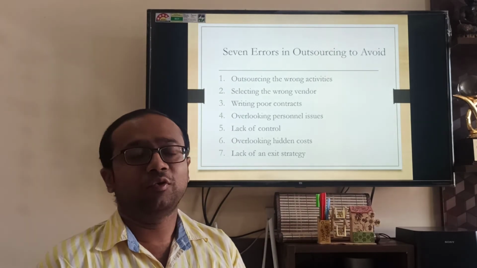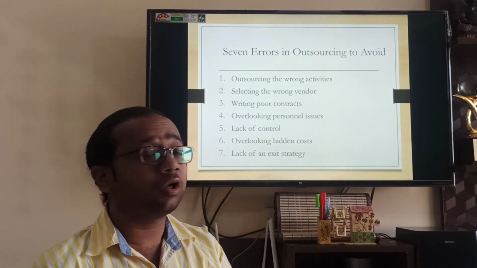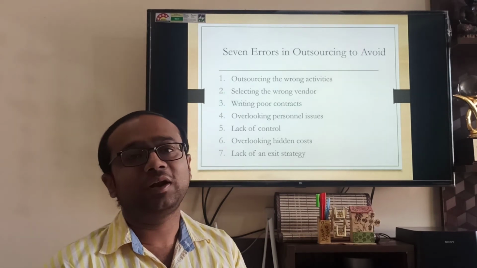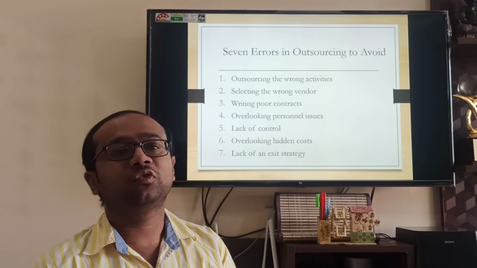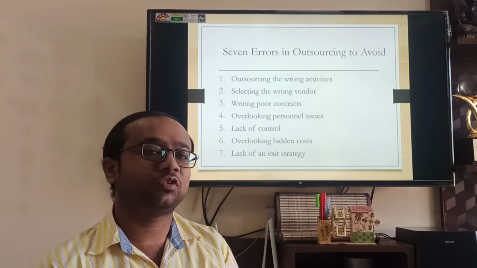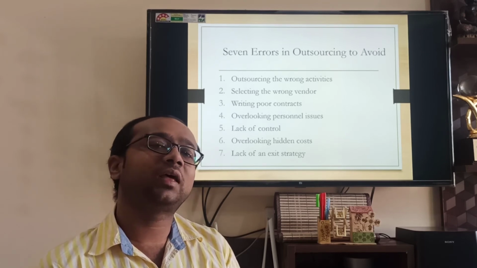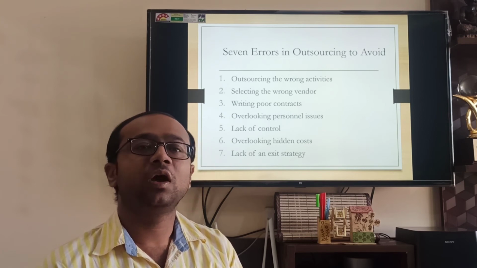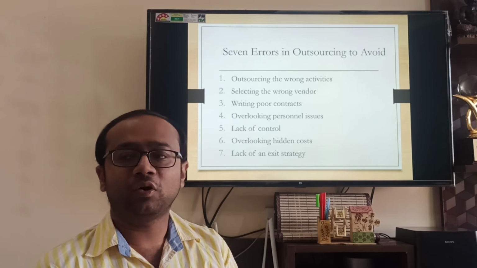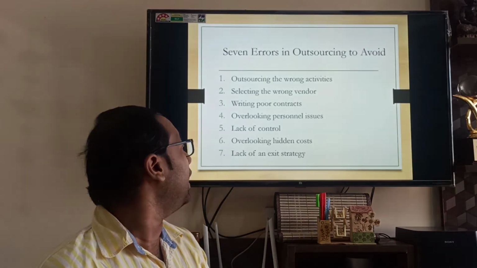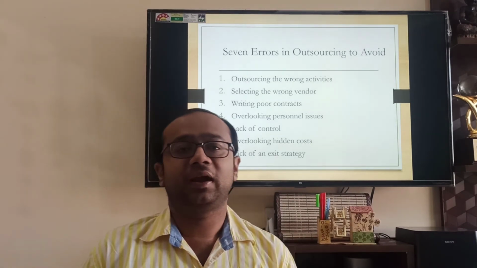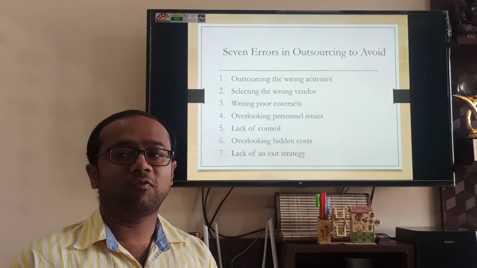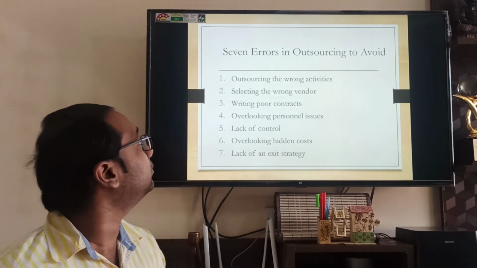Lack of control. Lack of control is there, but you should avoid it. You should see how better control you can take. Overlooking hidden costs. Many times there are hidden costs. For example, you outsourced a particular production, but at that time you were not aware that it will require some new equipment which your company currently did not have, or it will require some particular shooting venue for which you did not book expenses. Lack of an exit strategy. Contracts many times lack an exit strategy, because of which they are bound. So you should always have a proper well-defined exit strategy in your contract as well.